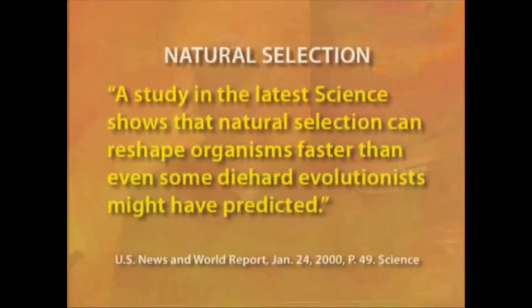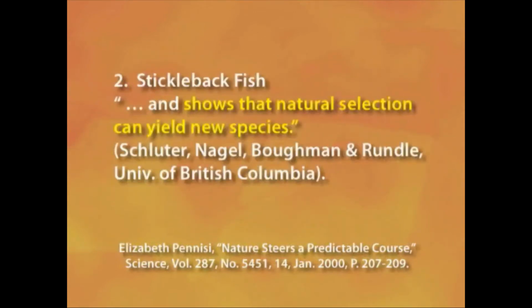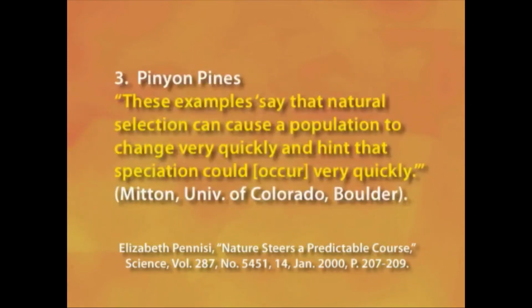Now, the interesting thing is that even in the present world, evolutionists have made some comments about natural selection. They're very interesting. Here we have, as reported in US News and World Report, a study in the latest Science, the evolutionist journal Science, that shows natural selection can reshape organisms faster than some might have predicted. Talking about fruit flies, they say the change is as fast as they've ever seen. I think this will shake up a lot of people. Talking about stickleback fish, it shows that natural selection can yield new species, okay? And talking about pinyon pines, these examples say that natural selection can cause a population to change very quickly and hint that speciation could occur very quickly.